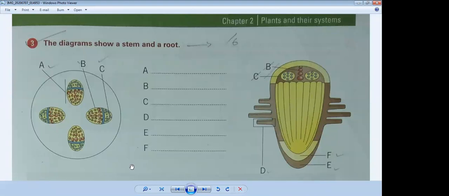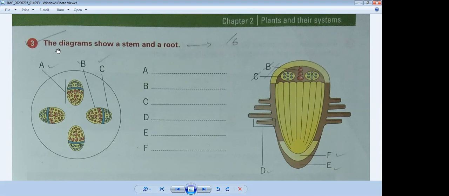Beta, we have completed our chapter number 2. You can see on the screen chapter number 2, plants and their systems. We started the exercise in our previous lecture, in which we did MCQs and true false. Now we will start the next work of the exercise from question number 3. This is page number 29 of your book.